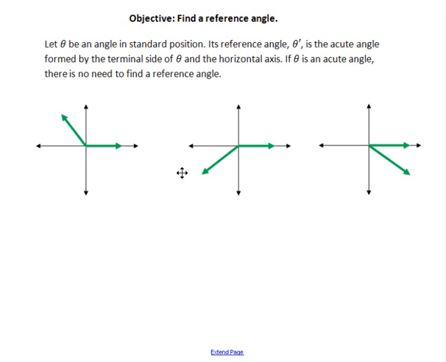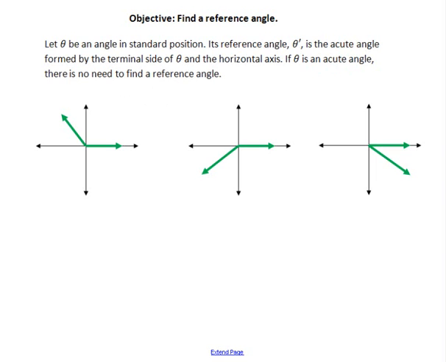The topic of this video lesson is how to find a reference angle. So let's start by defining a reference angle. If theta is an angle in standard position, its reference angle theta prime is the acute angle formed by the terminal side of theta and the horizontal axis. If theta is an acute angle, then there is no need to find a reference angle.